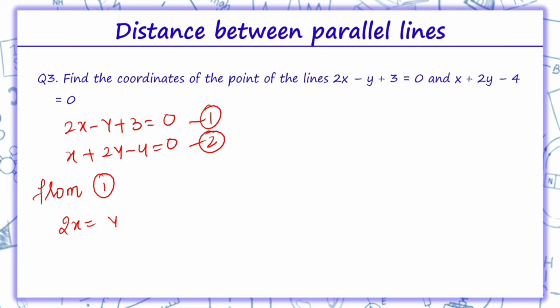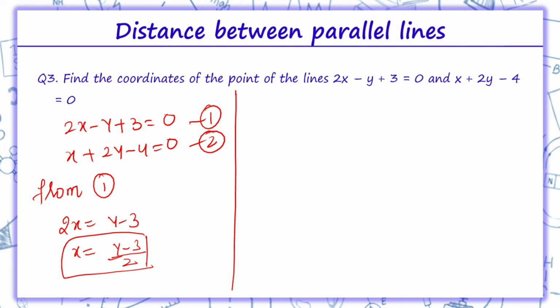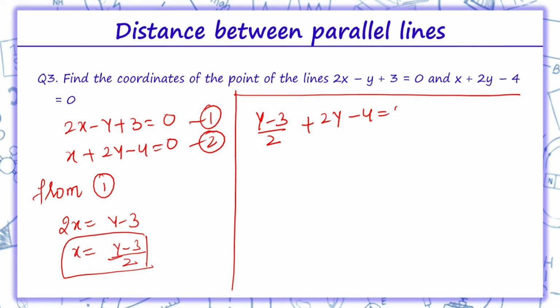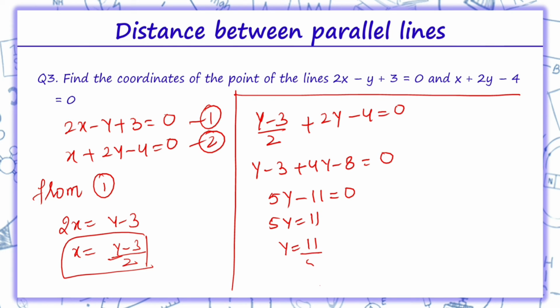So 2x is equals to y minus 3. X will be (y minus 3) by 2. This is the value of x. Putting this value of x in equation number 2, so we'll get (y minus 3) by 2 plus 2y minus 4 is equals to 0. So thus we'll get y minus 3 plus 4y minus 8 equals 0. So 5y minus 11 equals 0. So 5y is equals to 11. The value of y will be 11 by 5.